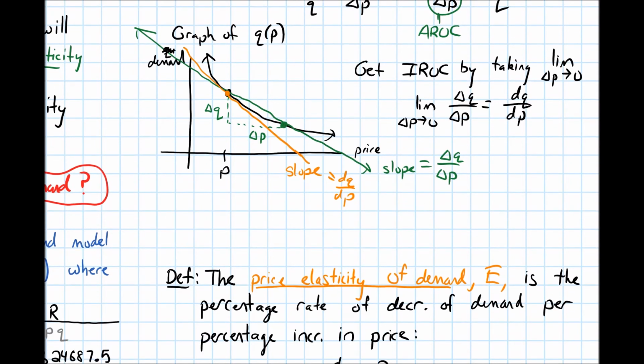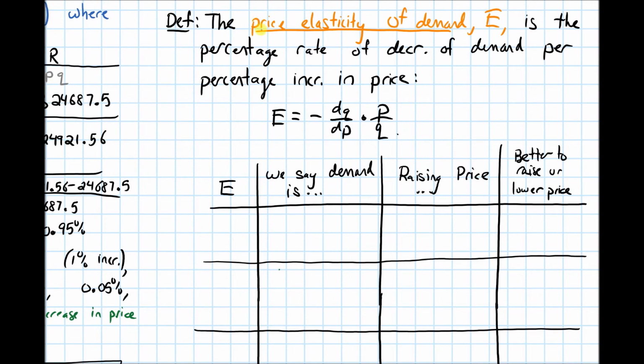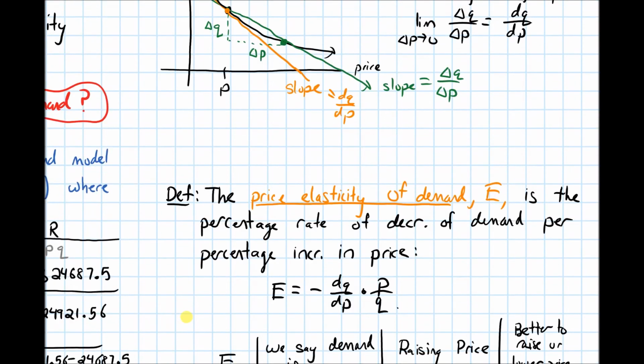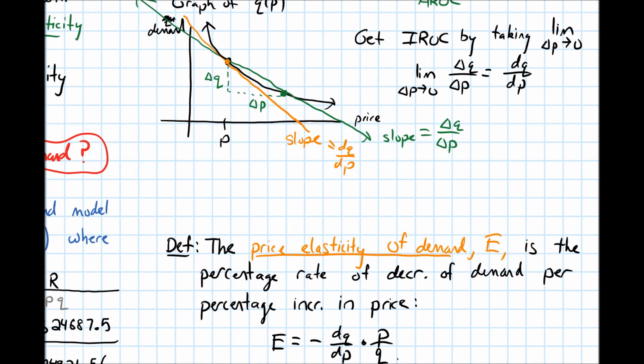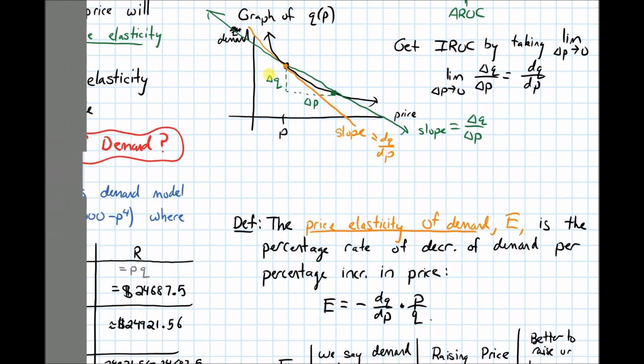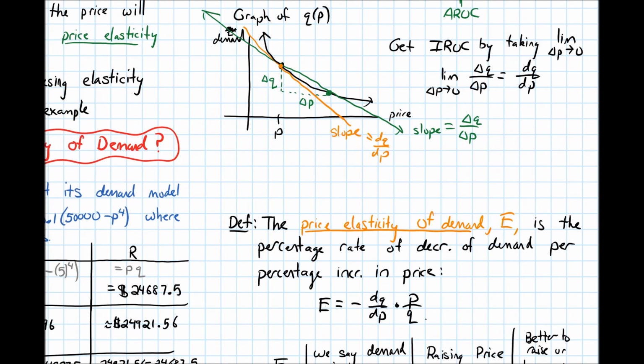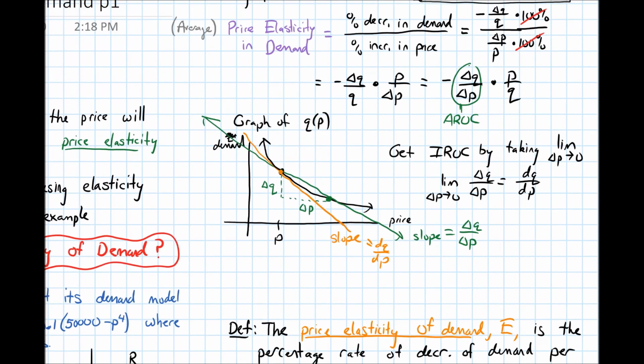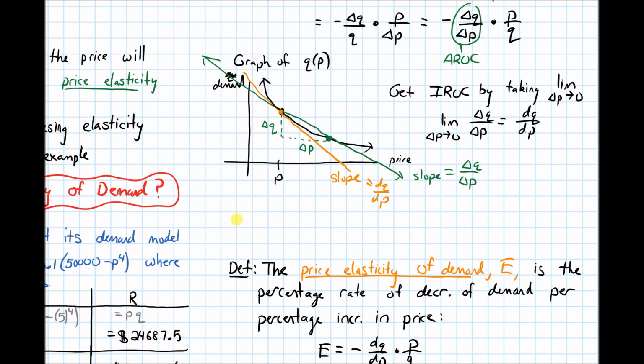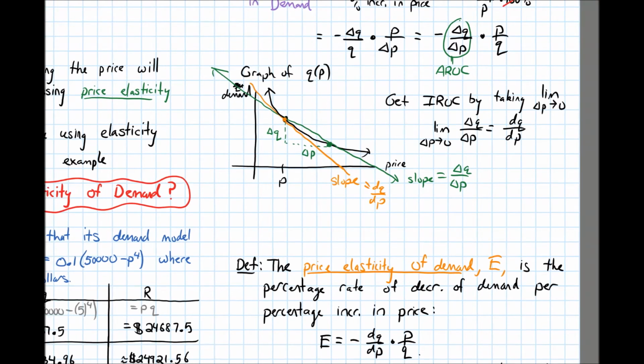The variable that we'll use to refer to this is E, for elasticity. Conceptually, it's the percentage rate of decrease of demand per percentage increase in price. And that's the same thing that we saw up here. It's percentage decrease in demand on top, percentage increase in price on the bottom. So basically we're just taking this formula that we had here and changing the delta Q over delta P into this derivative, dQ/dP, the instantaneous rate of change. That's the only thing that's changing about it, and this is going to be our formula for elasticity.